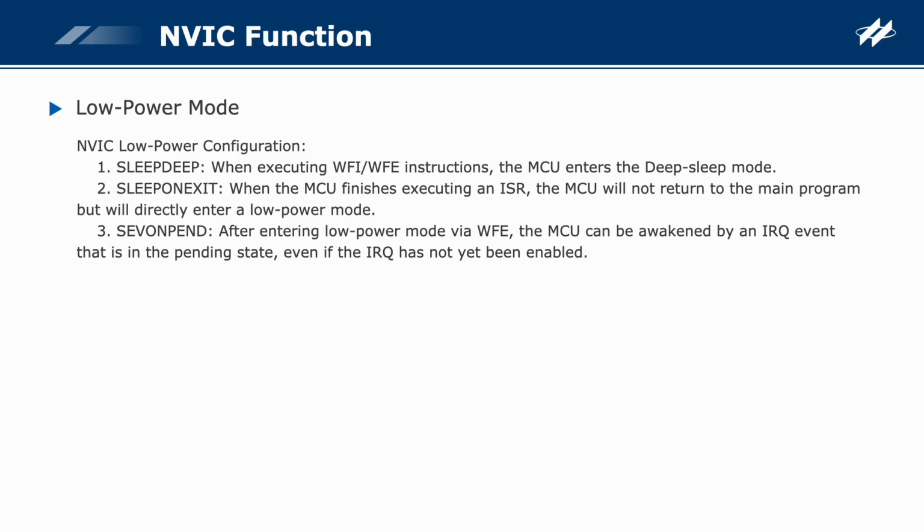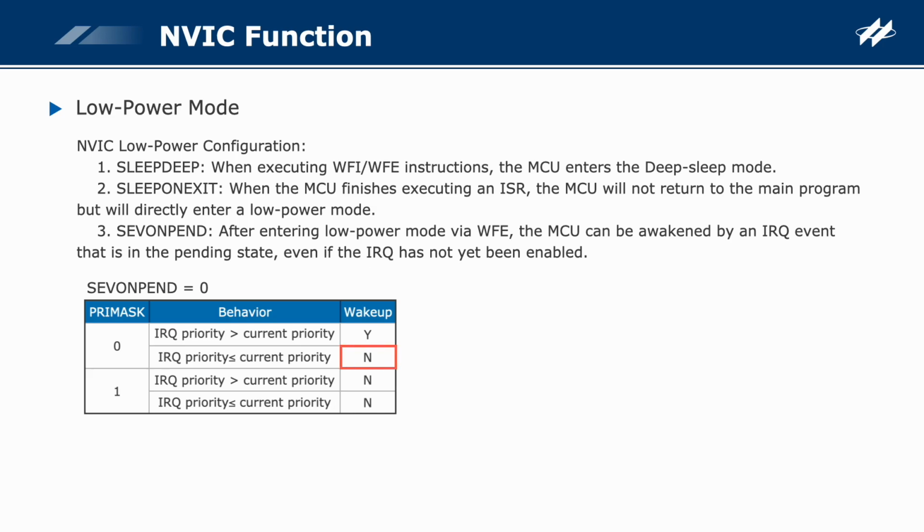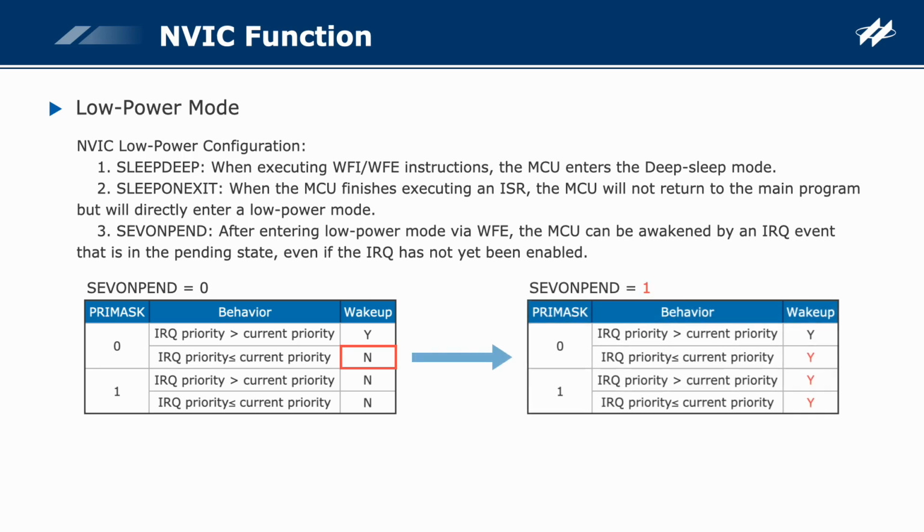In simple terms, SEV on Pend expands system wake-up conditions as specified in the following table. When SEV on Pend is 0, the MCU can only be awakened if the new IRQ priority is higher than the current executing IRQ priority. Otherwise, the MCU cannot be awakened. Additionally, if PRIMASK is set to 1, all interrupts are masked, and the MCU cannot be awakened regardless of the IRQ priority. When SEV on Pend is 1, the MCU can be awakened regardless of the priority of the newly triggered IRQ and regardless of the PRIMASK setting.